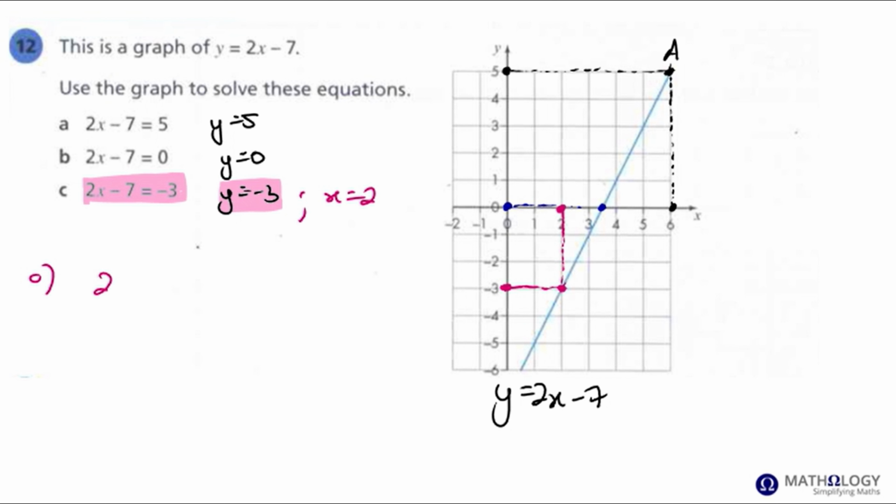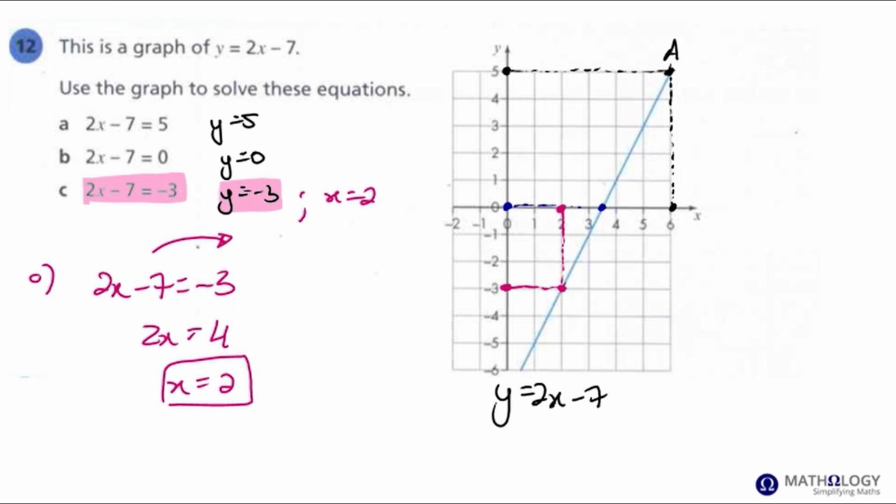Let's solve it algebraically. 2x minus 7 equals minus 3. Take the minus 7 across. 2x equals 7 minus 3, or minus 3 plus 7, which is 4. Divide both sides by 2, and x equals 2. So there's the solution algebraically and graphically.